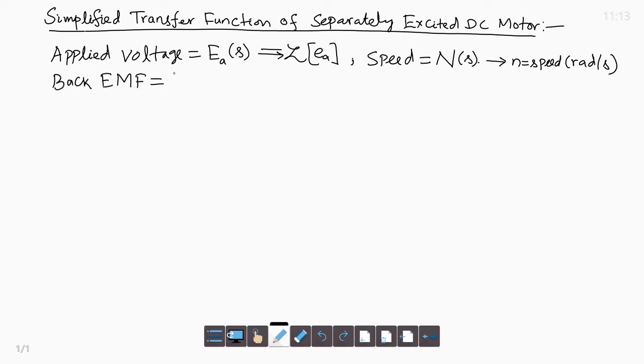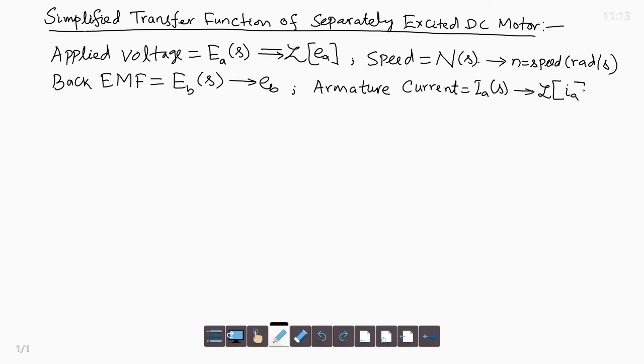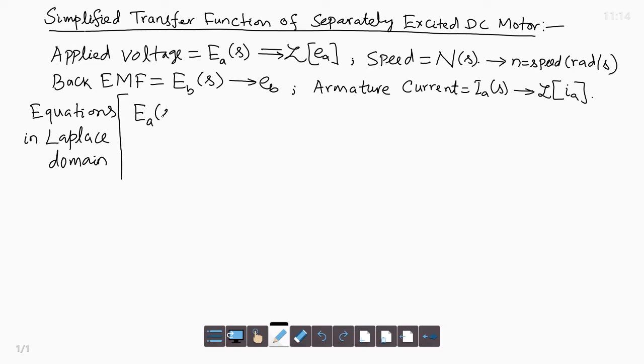Back EMF is EB(s), corresponding to the variable EB, and armature current is IA(s), the Laplace transform of IA. So let us consider the equations in the Laplace domain. First, the applied voltage EA(s) is the back EMF EB(s) plus the armature impedance, which is RA plus s LA, times the current IA(s).